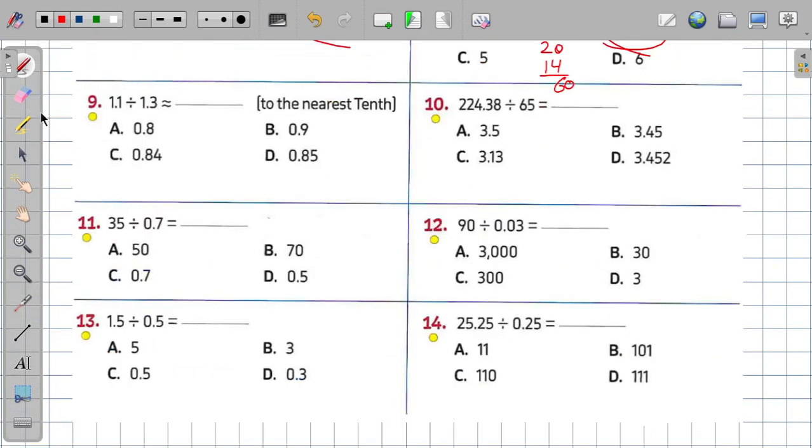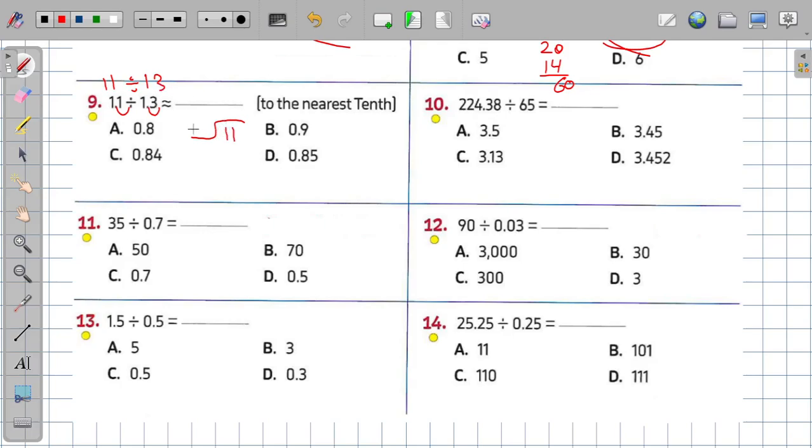Next, I have 1.1 divided by 1.3. So I want to round it to the nearest tenth. So let's try to divide these two numbers. But first, let's move the decimal point one place to the right, one place to the right. So I have 11 divided by 13.